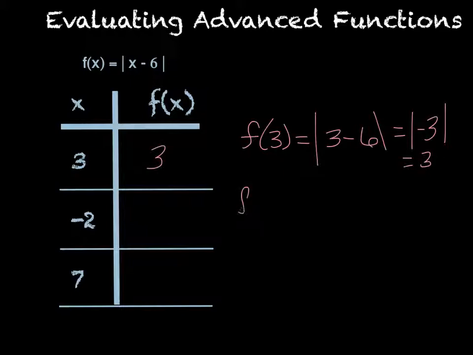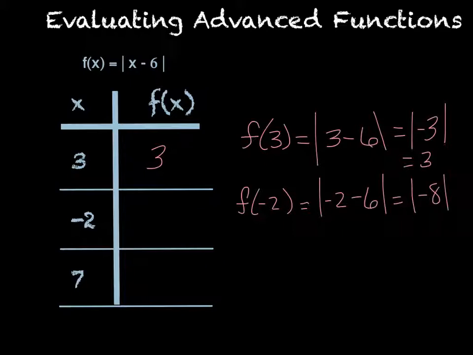Then if I put in f of negative 2, then I have the absolute value of negative 2 minus 6, which is the absolute value of negative 8, which again is positive 8 as our final. So f of negative 2 is equal to positive 8.